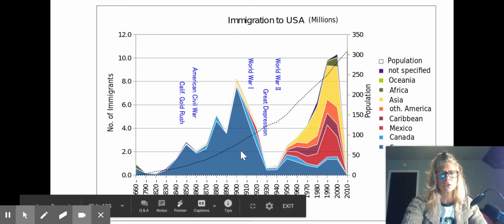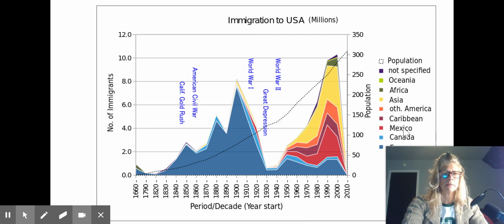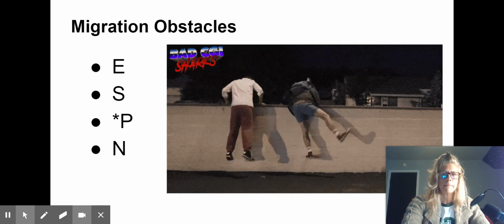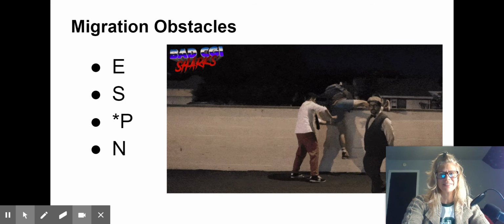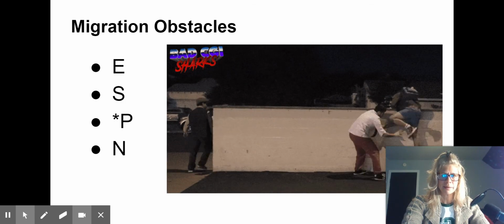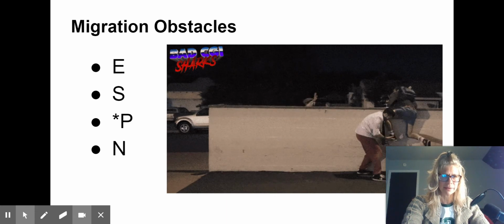So the first three waves, you see mostly people coming from Europe, but then in that last wave, you see a lot of Asia, you see Caribbean, Mexico, so those Latin American countries. Now let's talk quickly about migration obstacles. You need to give some examples of how migration obstacles can be economic, social, political, or environmental.